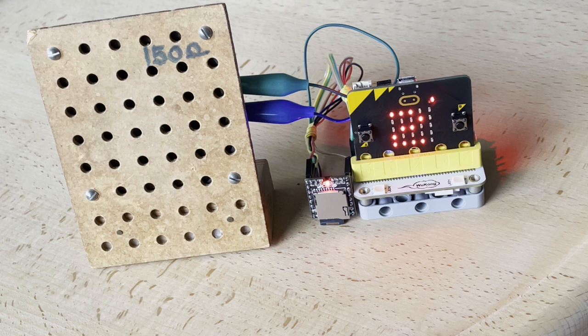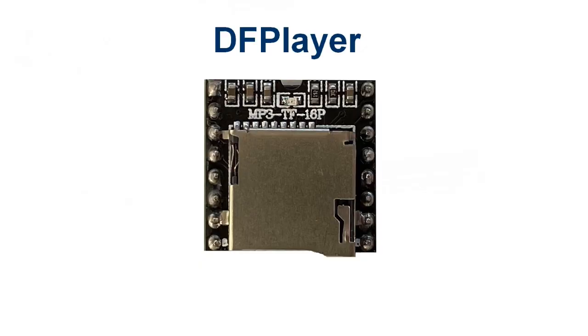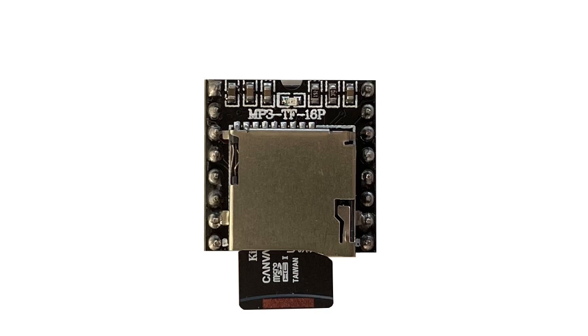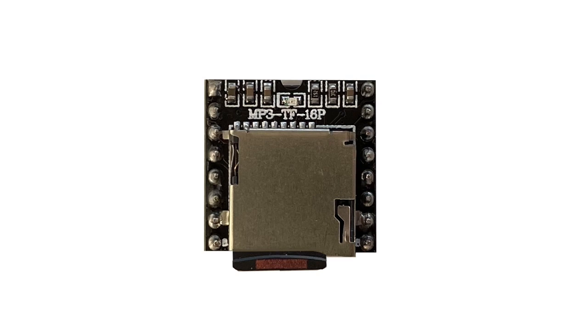In this video, I will show how the microbit can be used to control a module that can play sound and music from a memory card. The module is called DFPlayer and it can play MP3 files from an SD micro memory card. An SD micro memory card can be inserted into a holder so that it looks like a normal SD card suitable for a PC. Once you have saved MP3 files on it, you can take it out and insert it into the DF player as shown here.